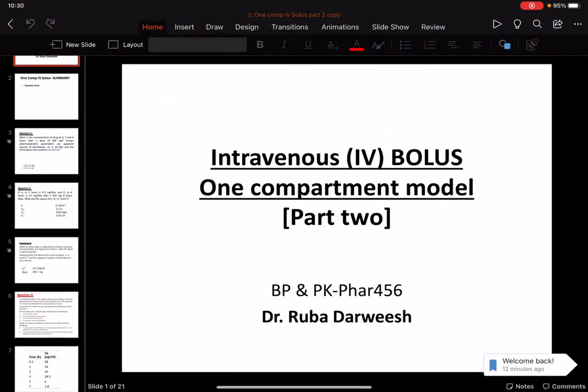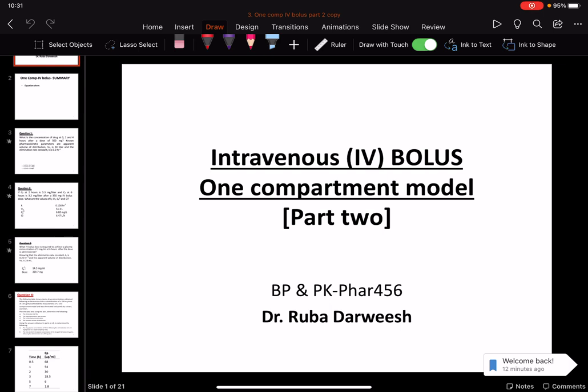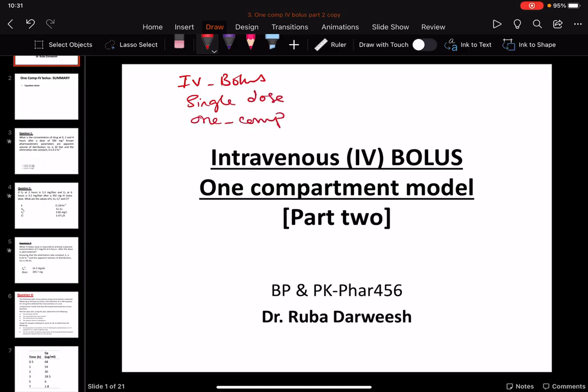Assalamu alaikum. We will start in this class to do some examples and questions about the IV bolus one compartment model. We are still talking about IV bolus, single dose, one compartment, and linear kinetics, which is first order kinetics. This is our model, and we are talking about IV bolus.